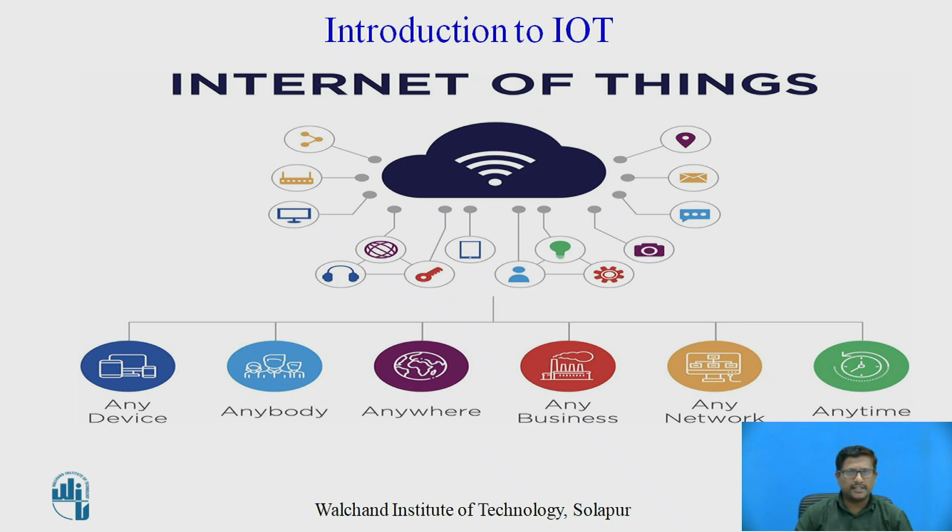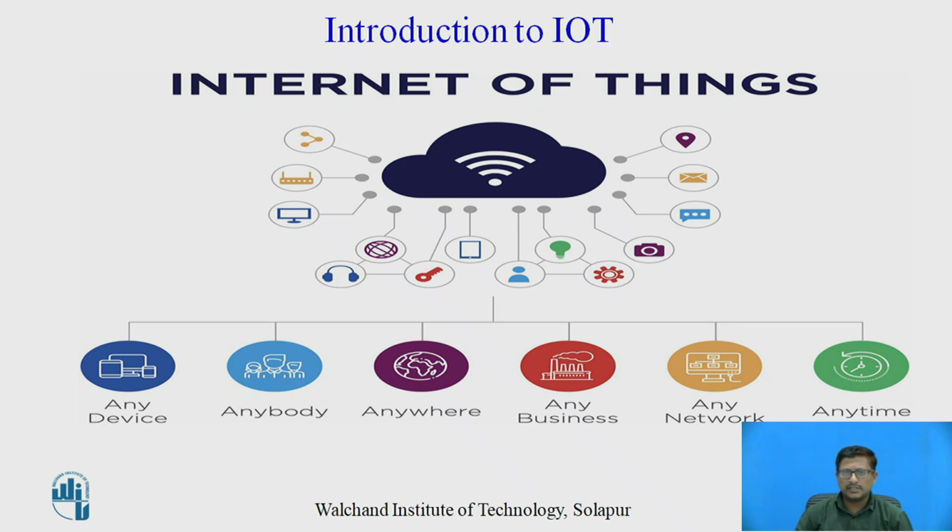This is what the Internet of Things is. Any device we can connect with the internet. So many physical devices we can simultaneously connect with the internet. Anybody in the world can use the IoT system. From anywhere we can upload the data to the cloud, and from anywhere we can access the data from the cloud. IoT is used in any domain. For any business, we can use the IoT system for the collection of real-time data.